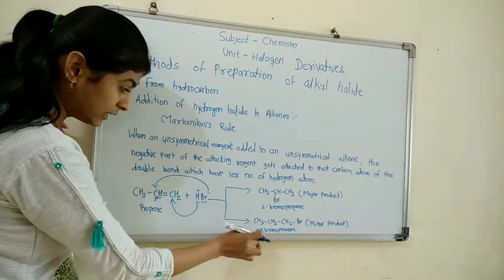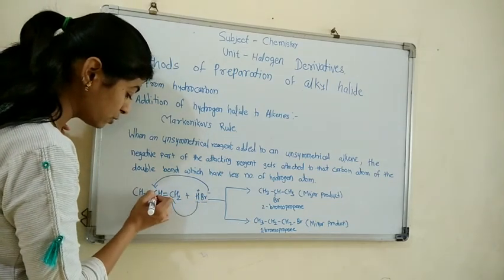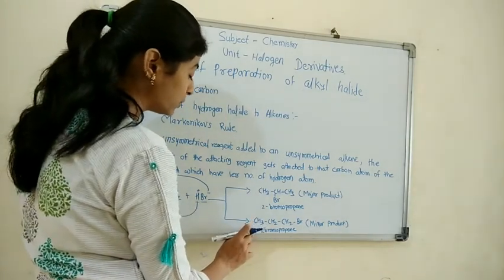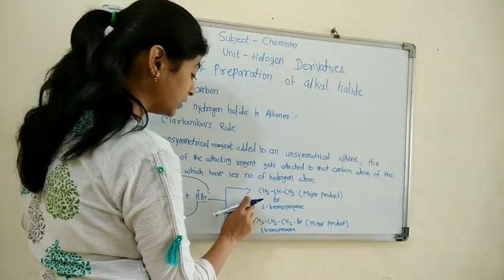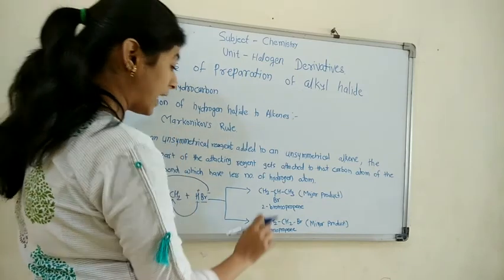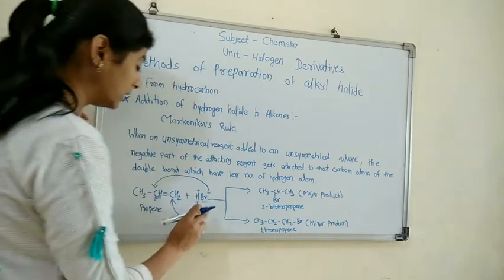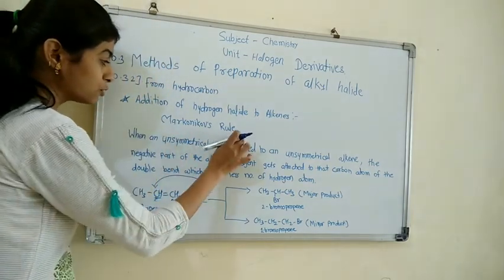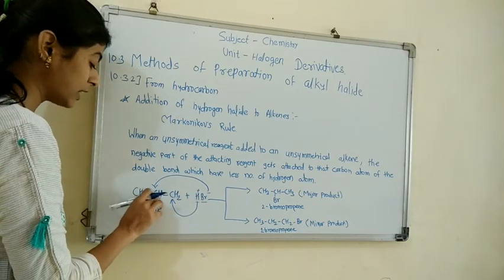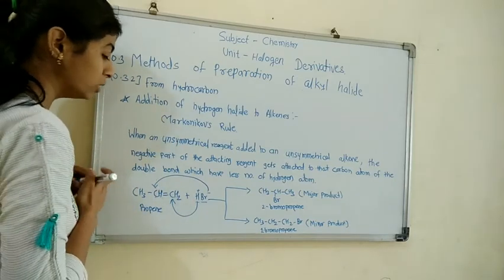In case of 1-bromopropane, this Br gets attached to this carbon atom and H positive goes here. So 2-bromopropane and 1-bromopropane are the two products, but 2-bromopropane is the major product according to Markovnikov's rule. When it is the major product, it is confirmed that Markovnikov's rule is applied here, where Br negative gets attached to that carbon atom which has fewer hydrogen atoms. So this is Markovnikov's rule.